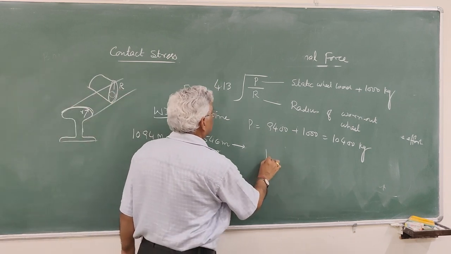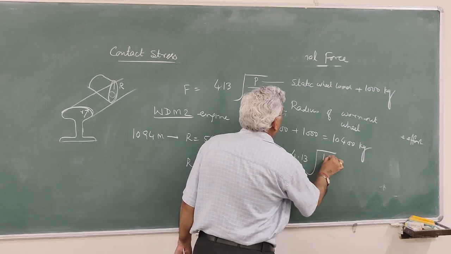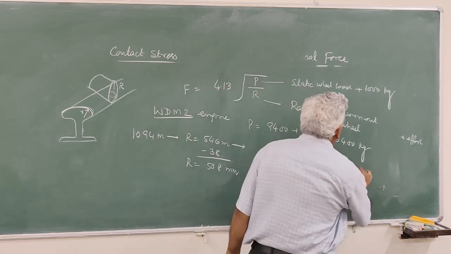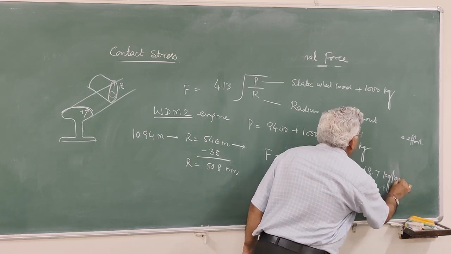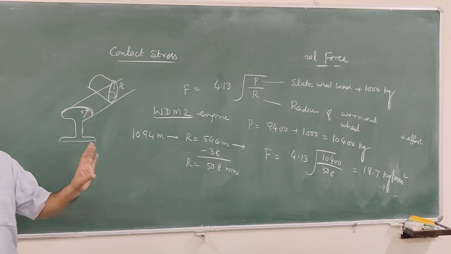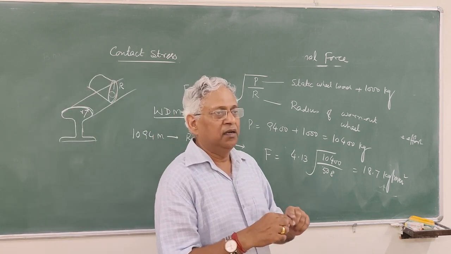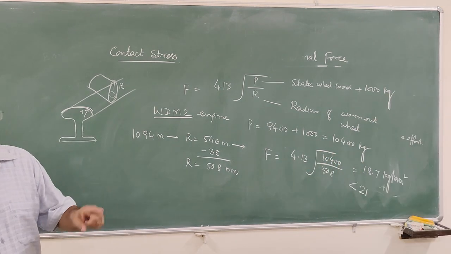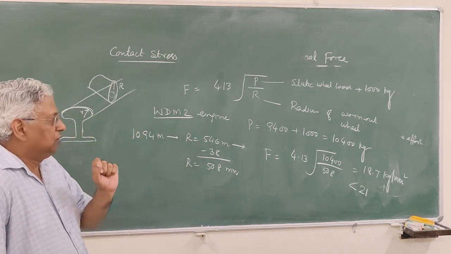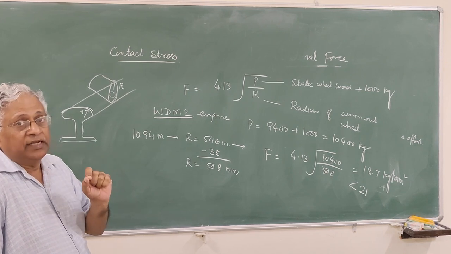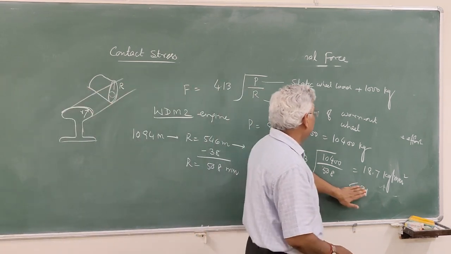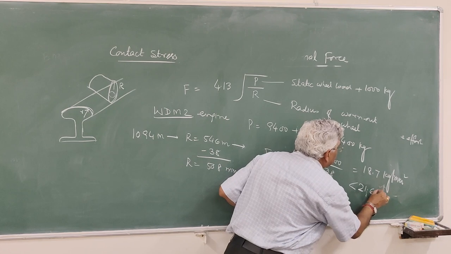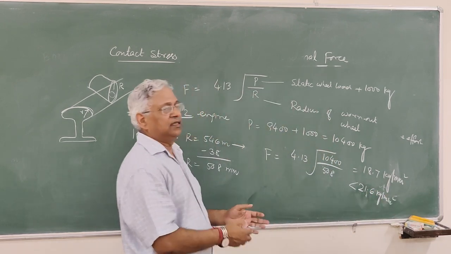So if you calculate this, F will be 4.13 square root of 10400 divided by 508, and that is 18.7 kg per millimeter square. Now this contact stress should not exceed at any point more than 30% of the UTS of the rail, that is the ultimate tensile strength of the rail. So for a 52 kg rail, for example, the UTS is 72 kg per millimeter square, and 30% of this 72 is 21.6. So this value should be less than 21.6 kg per millimeter square. That is the requirement.